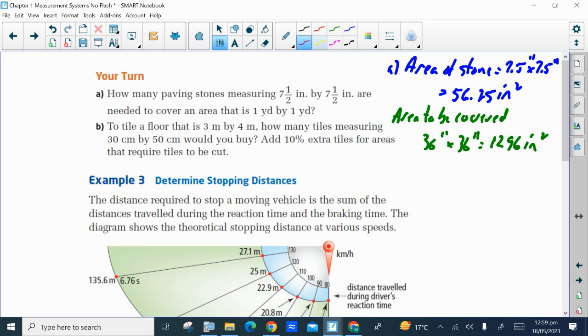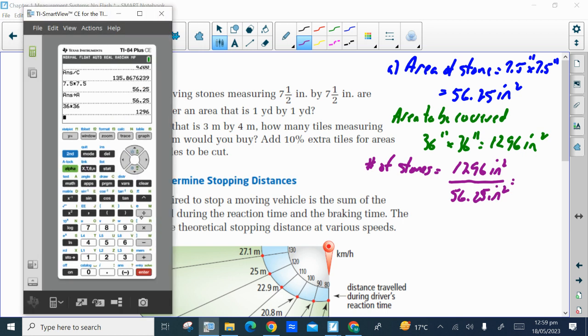And then the number of stones that are required, again, would be found by dividing. 1,296 square inches is the area to be covered. Each stone is 56.25 square inches. If we divide those, we will have how many are required. And again, I put that 56.25 in memory slot A.